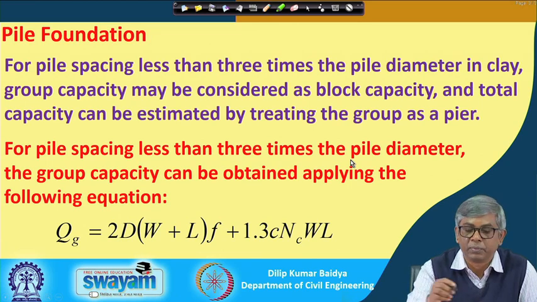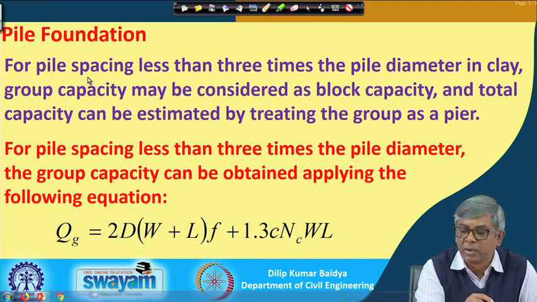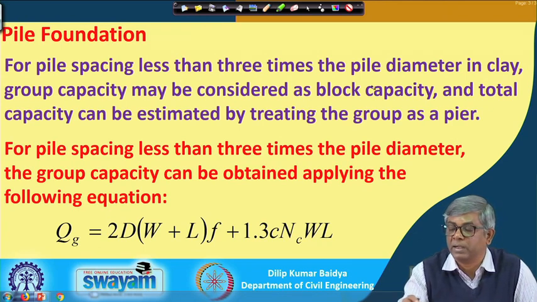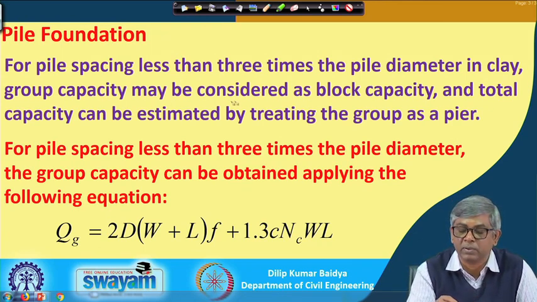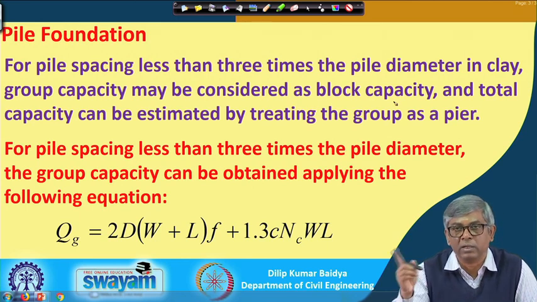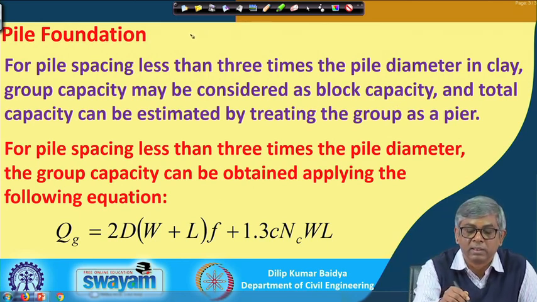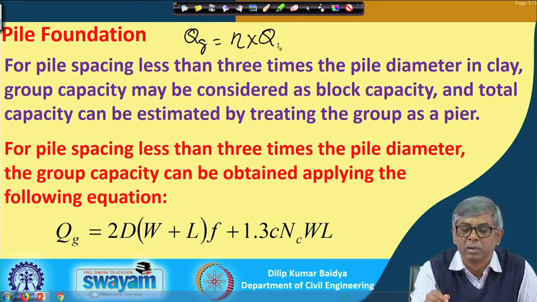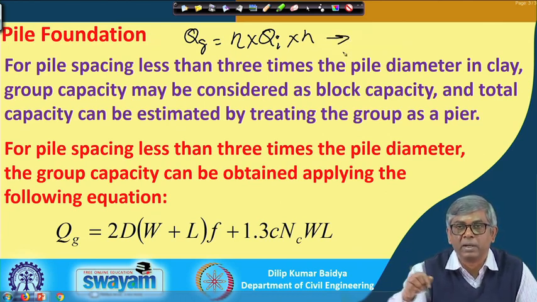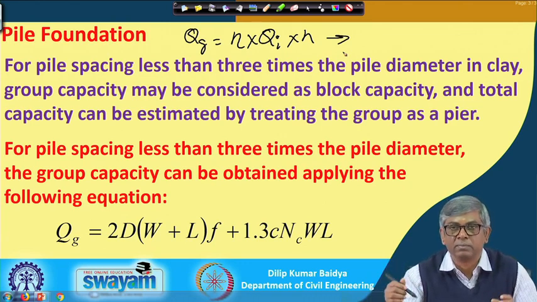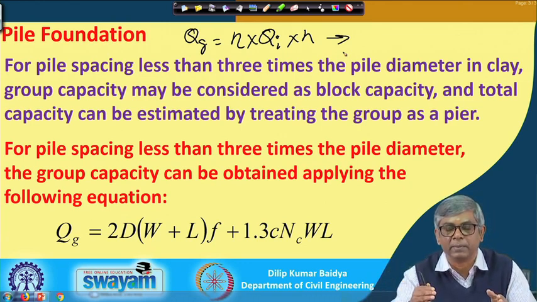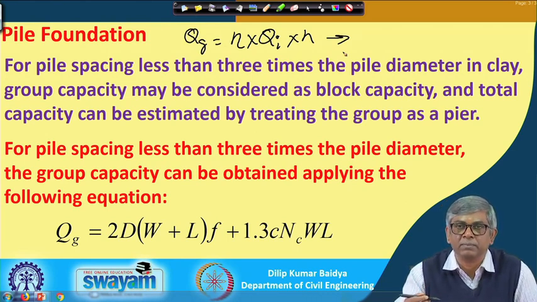You can see that it is written here: for pile spacing less than 3 times the pile diameter in clay, group capacity may be considered as a block capacity. See, for the individual pile, whatever I have done, that is Q group equal to efficiency multiplied by Q I multiplied by N. That is individual pile failure, where all the piles are independent. Now, when the piles are close, less than 3 times the diameter, there is a chance of failing as a block. So, you have to find out the block capacity, compare it with this, and see which one is smaller.